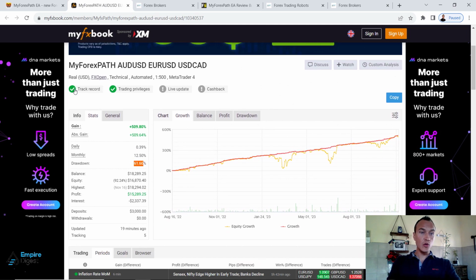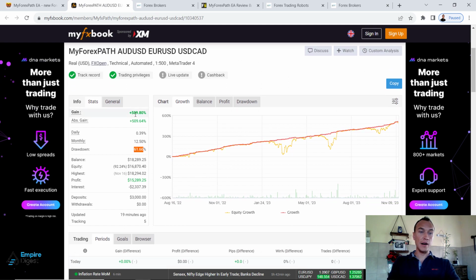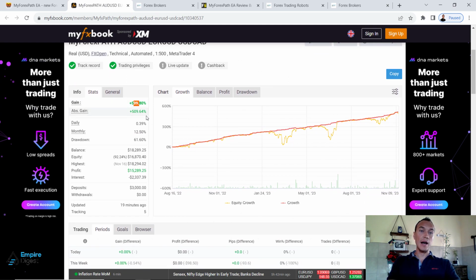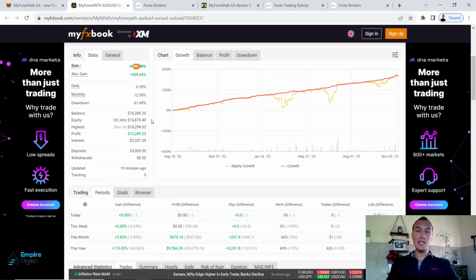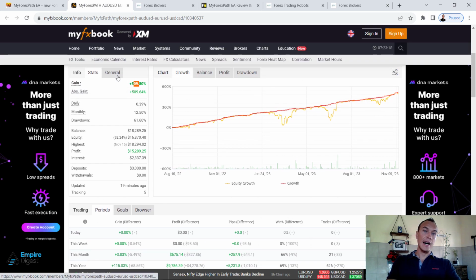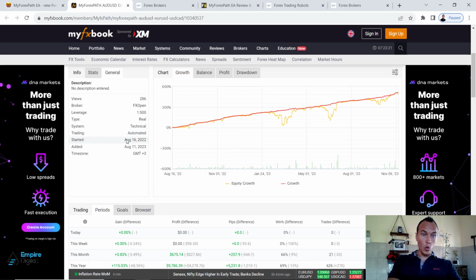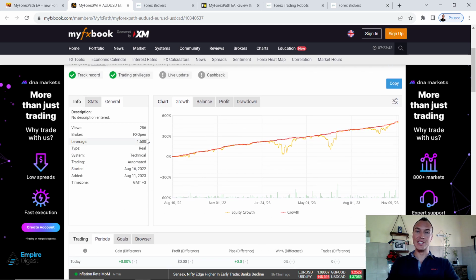Now, next, track records verified, trading privileges is verified. This is the actual growth, 509% since the inception. When was this account added? Let me show you how you check that. Under general, you will see it says August 16, 2022, August 11, 2023, which means this account started trading August 16th, the year 2022. They've only added the account to my FX Book on August 11th. So they've waited a year, which is a good thing. In actual fact, the data that you are seeing right here is since August 16, 2022. And I'll show you now how you actually see that.